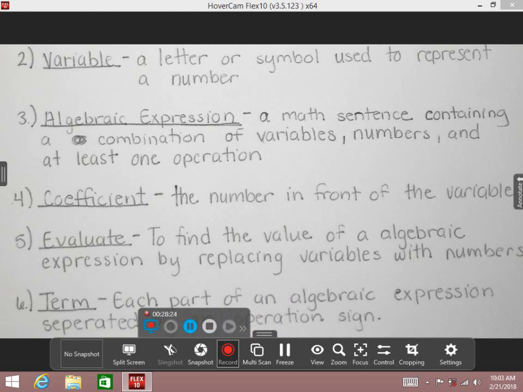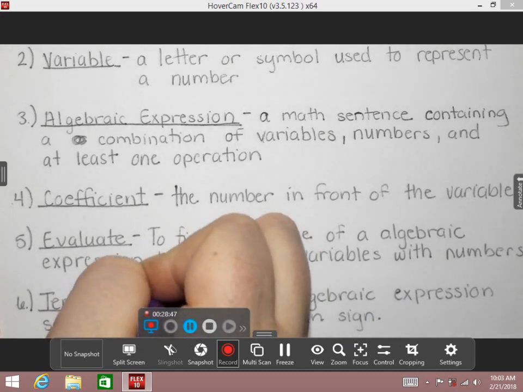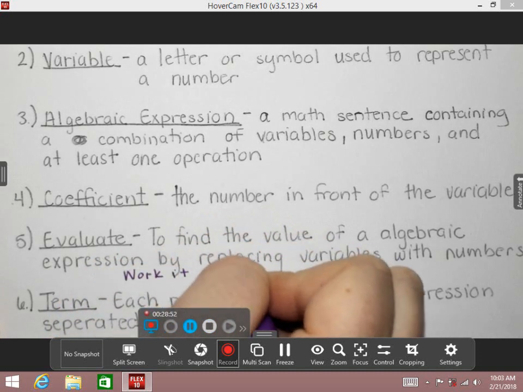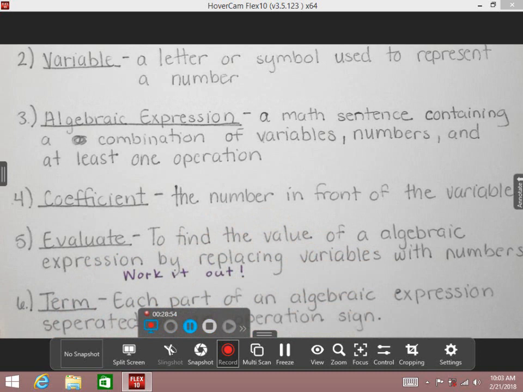Number 5. Number 5 is a word we're going to be using today in a slightly different context. All right. Evaluate here says to find the value of an algebraic expression by replacing the variables with numbers. Guys, we're going to evaluate numeric expressions today, which means are you going to have any variables? No, they're just going to have numbers. Guys, when it says evaluate, kind of my key thing that you should be doing is you know that that means you're going to have to work it out. All right, if it says to evaluate, you're going to work out the problem. That's really what that translates to.